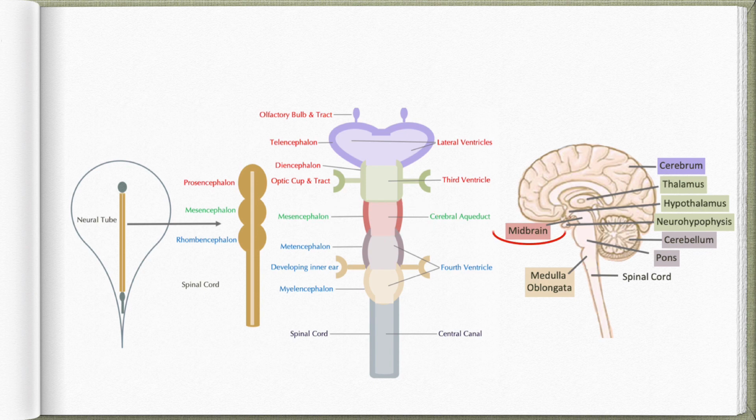Mesencephalon will form the midbrain, and its cavity will be the cerebral aqueduct. Rhombencephalon again divides into 2 subvesicles, metencephalon and myelencephalon. Metencephalon will form the cerebellum and pons. Myelencephalon contributes to the formation of medulla oblongata. Inner ear develops in this region, and the cavity of the rhombencephalon is the 4th ventricle. The caudal part of the neural tube persists as spinal cord, and its cavity is the central canal.